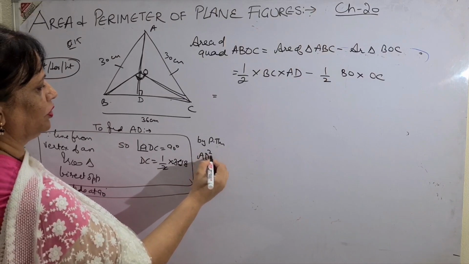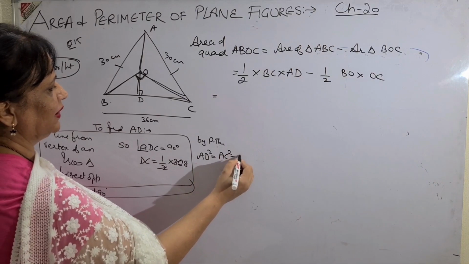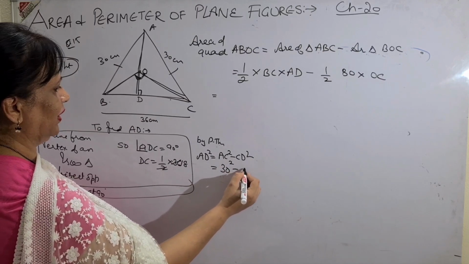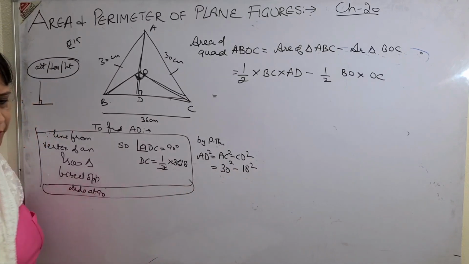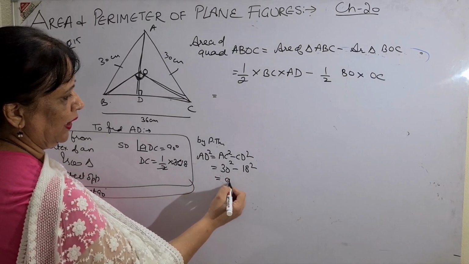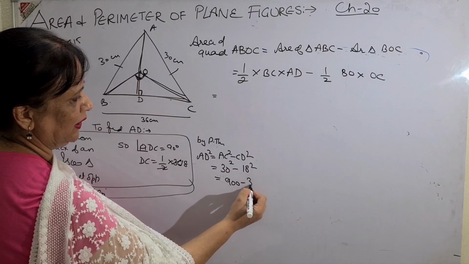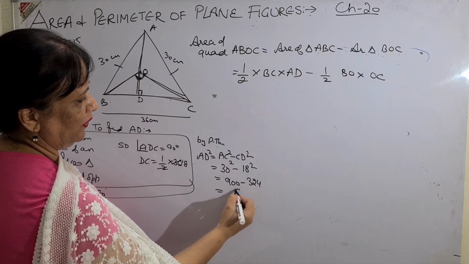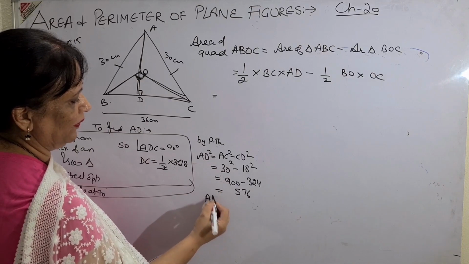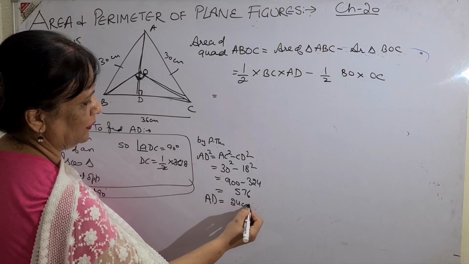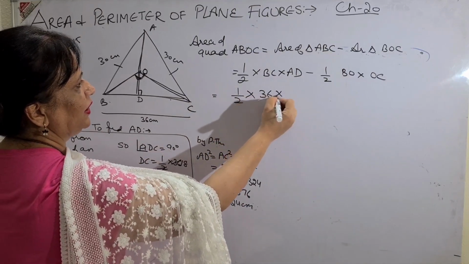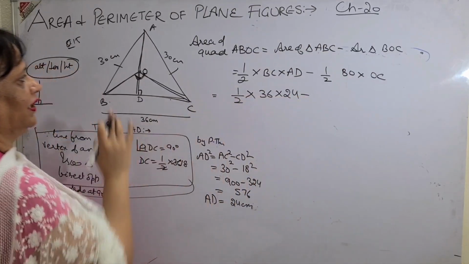AD is equal to the square root of AC square minus CD square, or 30 square minus 18 square, that is 900 minus 324, which is 576. You will do all these calculations in the rough column. AD is equal to 24 centimeters. So I got the first area, half into 36 into 24, the area of the bigger triangle.